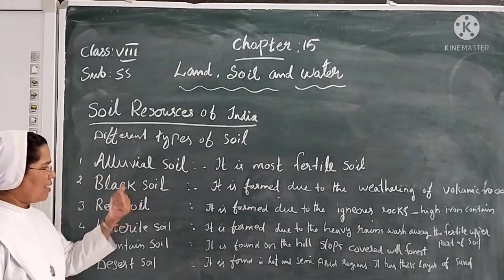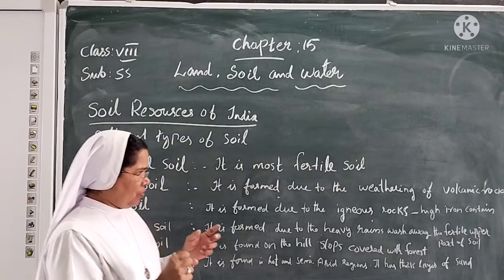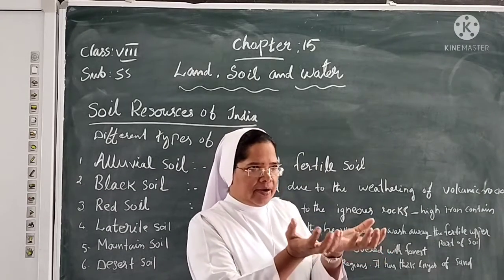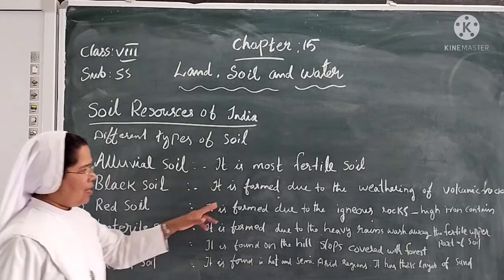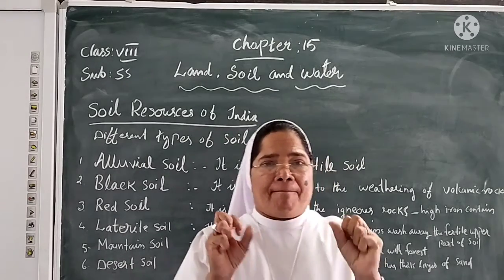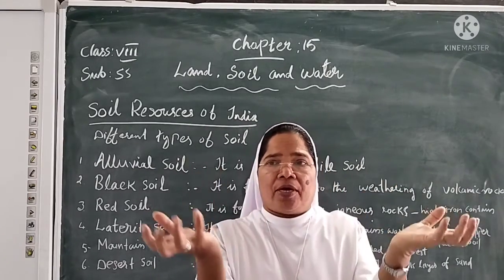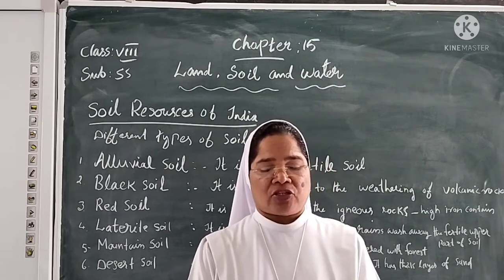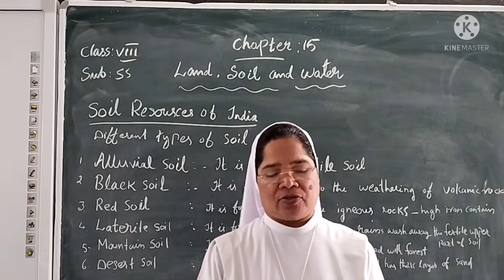Now let us see the second, the black soil. It is black in color. It is formed due to the weathering of volcanic rocks, from the lava that comes out from underground. After the lava comes outside, it melts and weathers there. Therefore it is also called black lava soil.